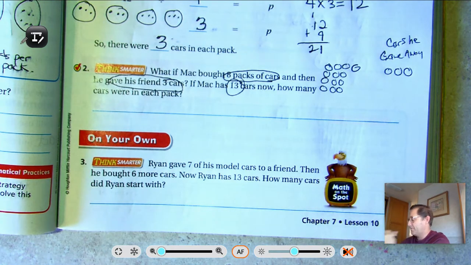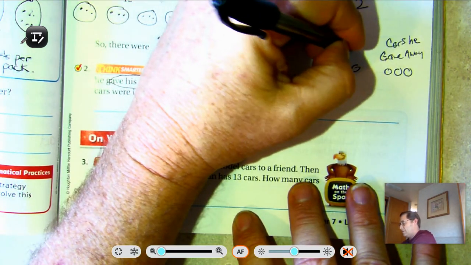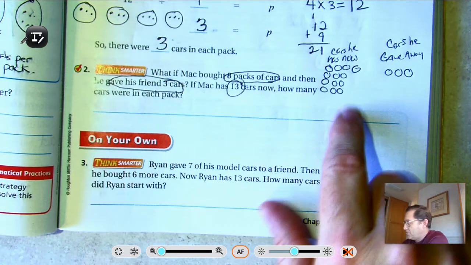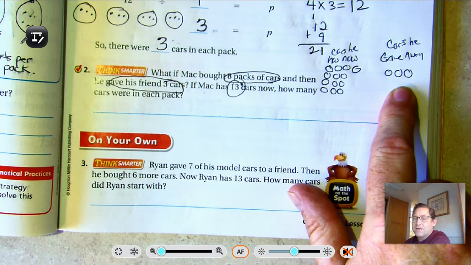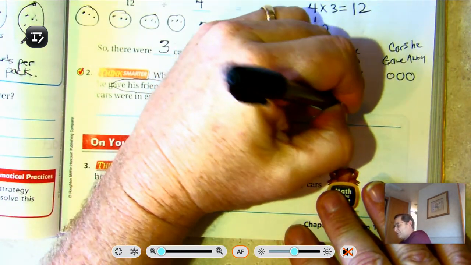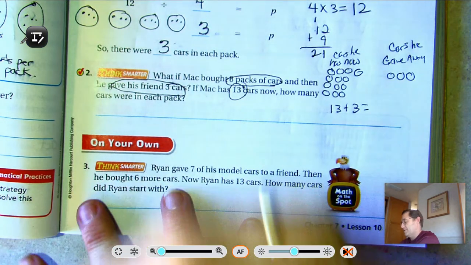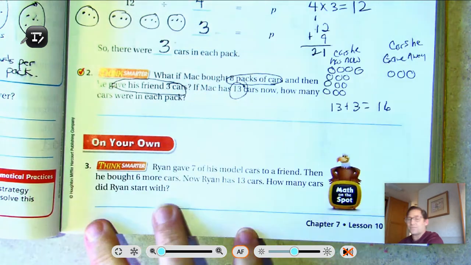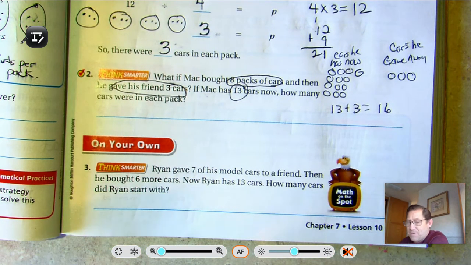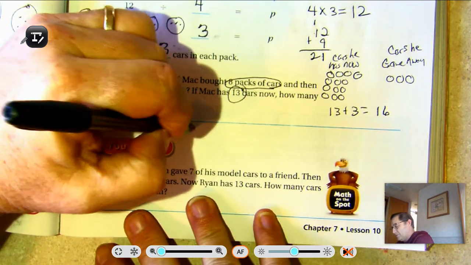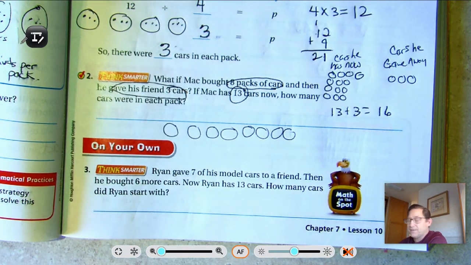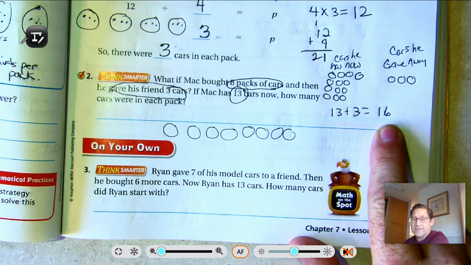Cars he gave away, 3. Cars he has now, 13. We need to put those back together. So it's 13 plus how much he gave away, which is 16. All right, so he bought 16 cars in 8 packs. So 1, 2, 3, 4, 5, 6, 7, 8. We have 8 groups and we have 16 counters that we need to share.